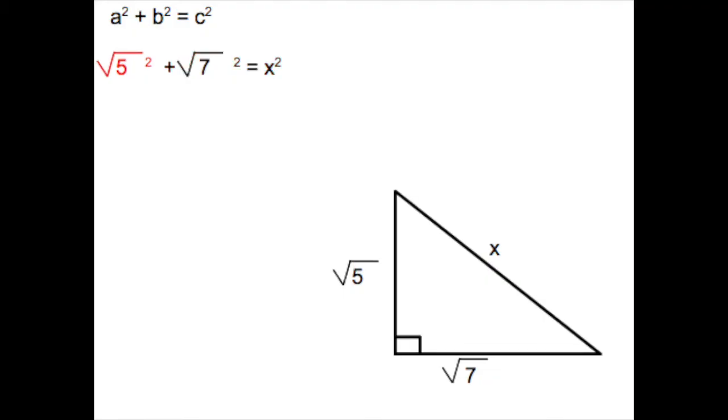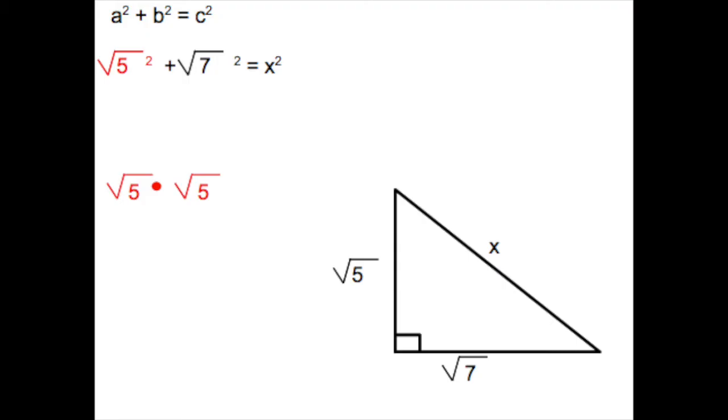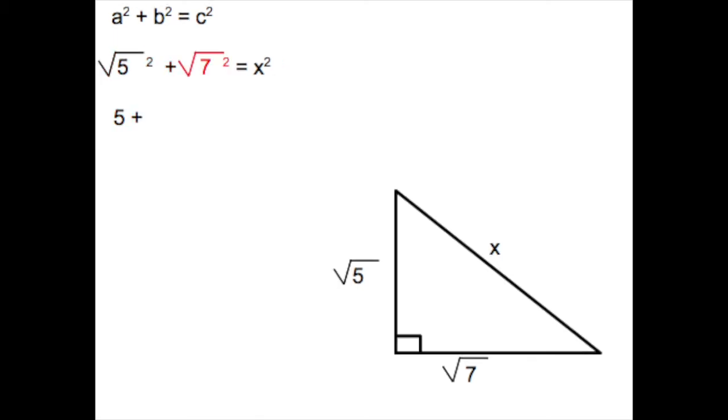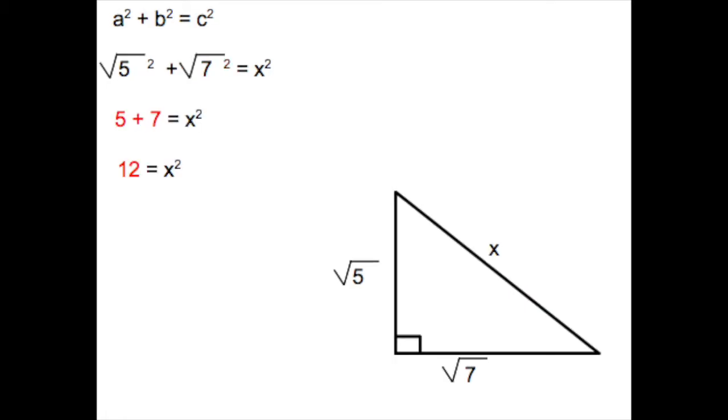First, we will do the square root of 5 squared. Let's break this down. The square root of 5 squared is the square root of 5 times the square root of 5, which equals the square root of 25, which is 5. So the square root of 5 squared is 5, which will be added to the square root of 7 squared, which is 7, because the square root and the square cancel one another out, leaving us with just 7. Now we can do 5 plus 7, which is 12.